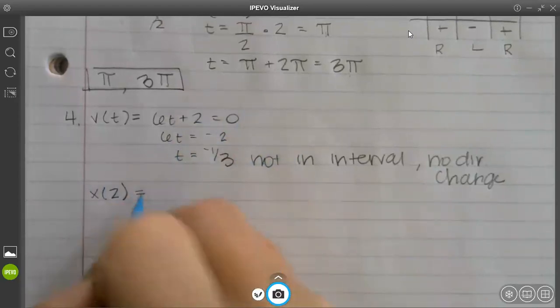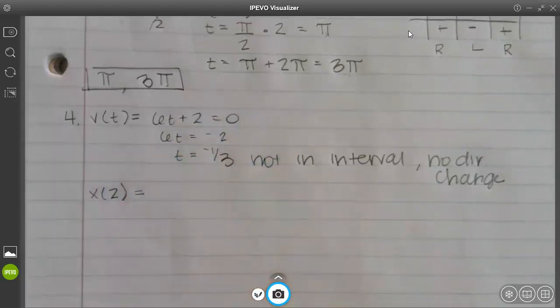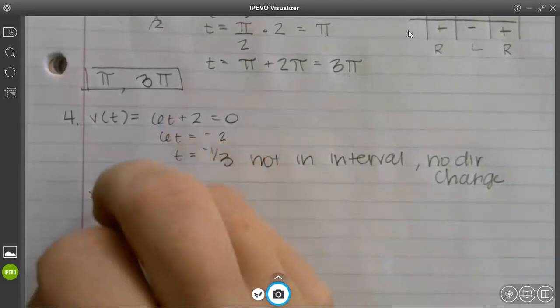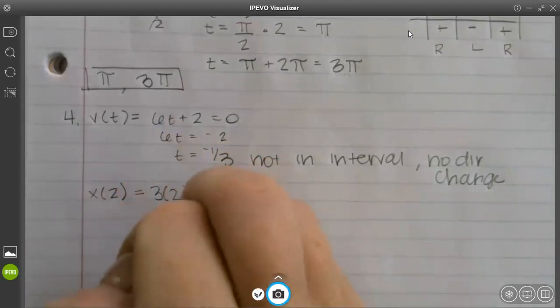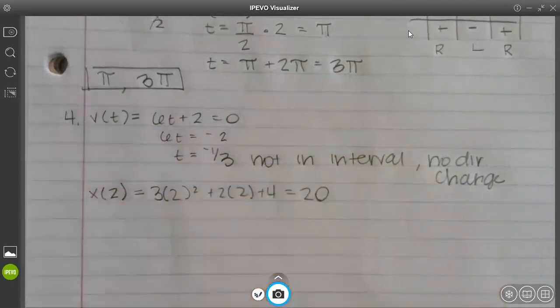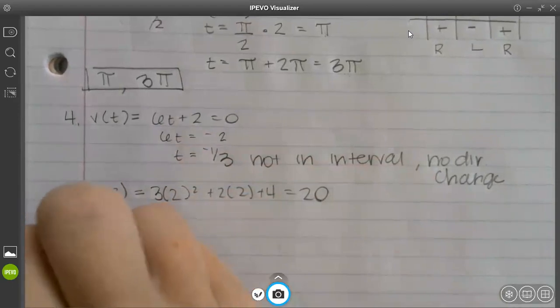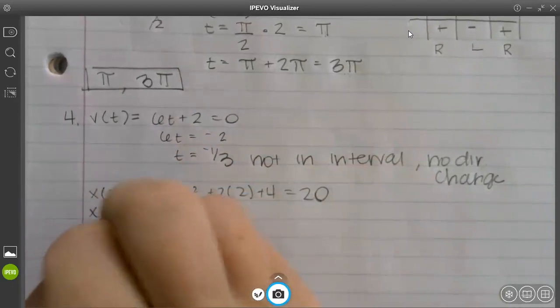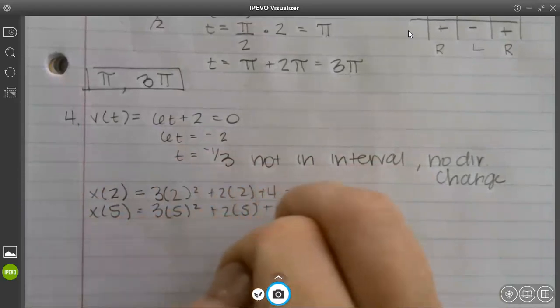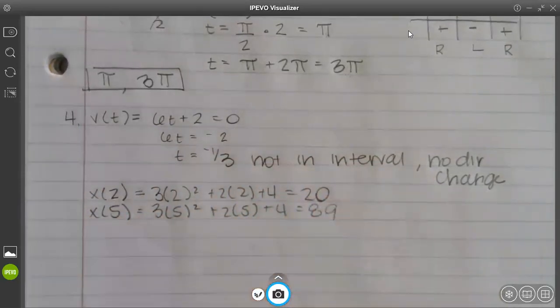So your start position, we started at t equals 2. We're going to plug that into the original formula because it's position. 3 times 2 squared plus 2 times 2 plus 4 gives you 20. Our second value was 5. 3 times 5 squared plus 2 times 5 plus 4. It's going to give you 89. That's your finished position.